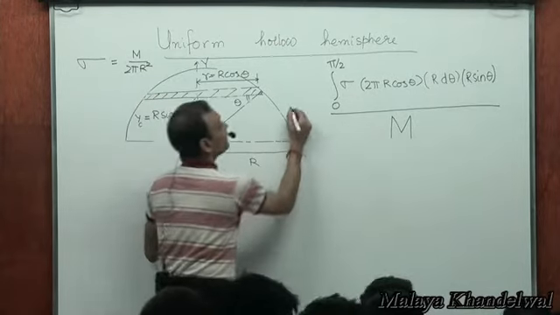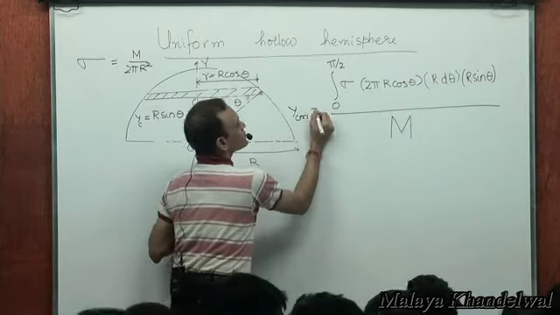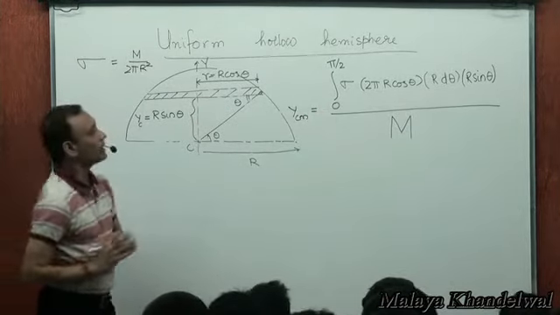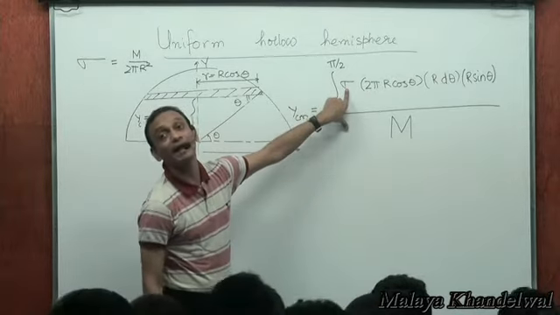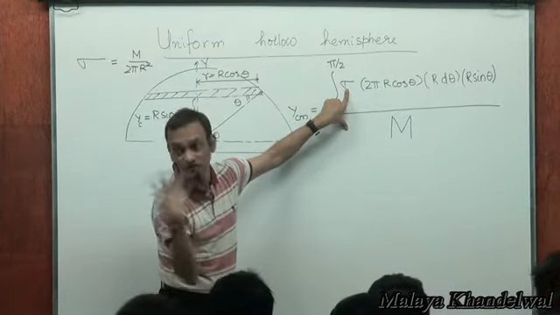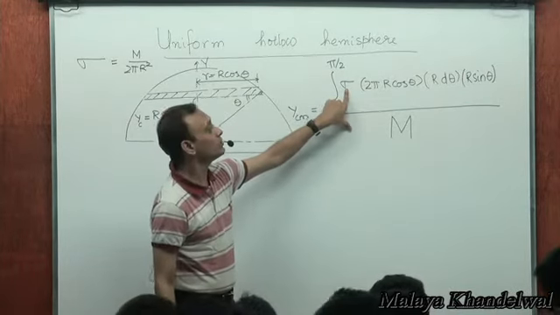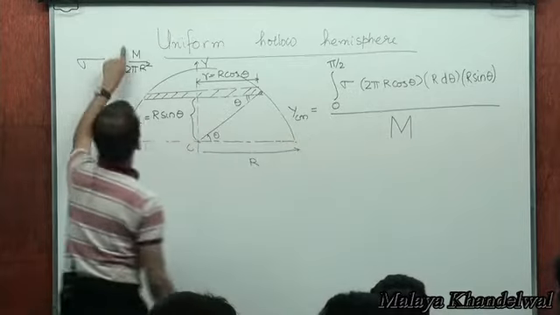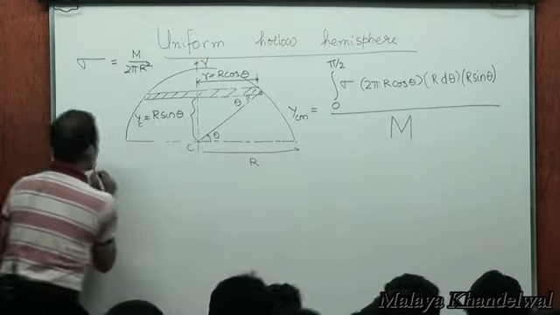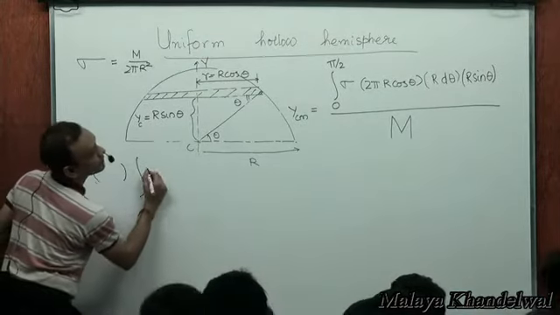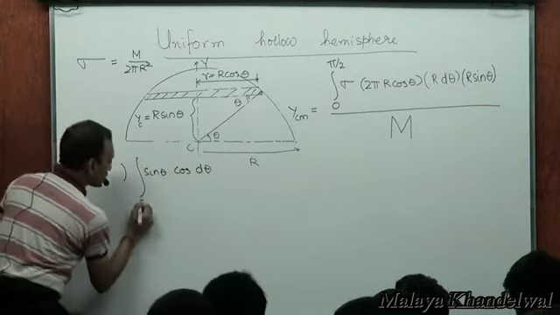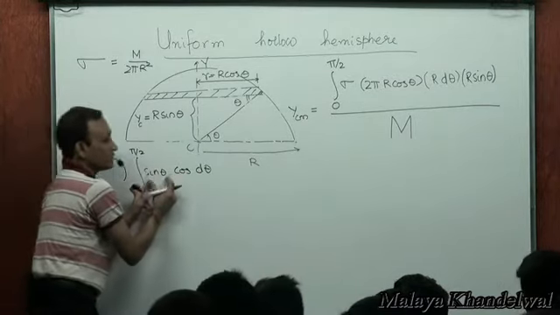And that's going to give me the y of the center of mass of the hemisphere. Now sigma you can replace by m by 2 pi r squared, the surface mass density. So when you plug in sigma equal to m by 2 pi r squared, everything else will come out. You will have something into sine theta, cos theta, d theta, with theta running from 0 to pi by 2. This is the integral that you will encounter.